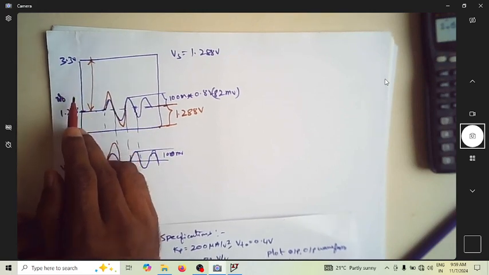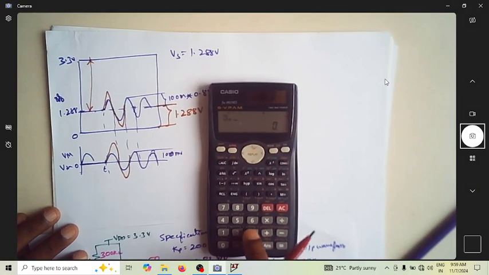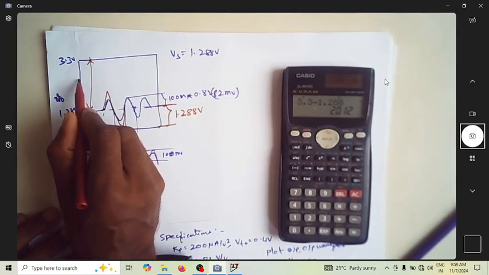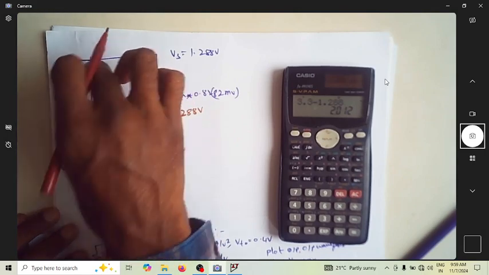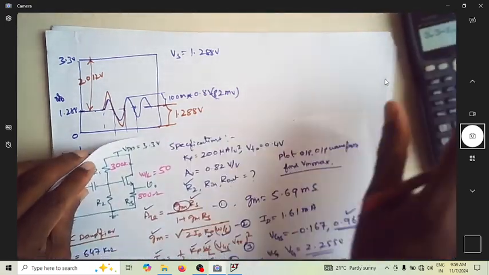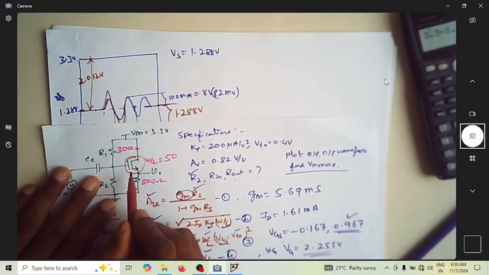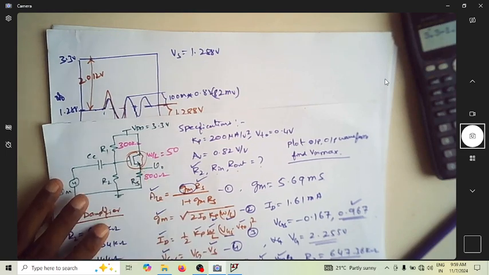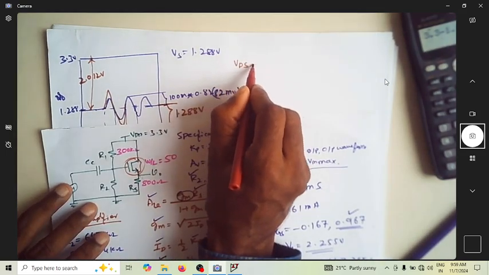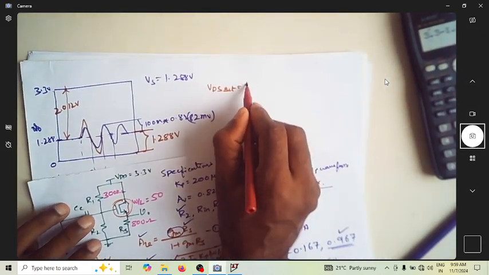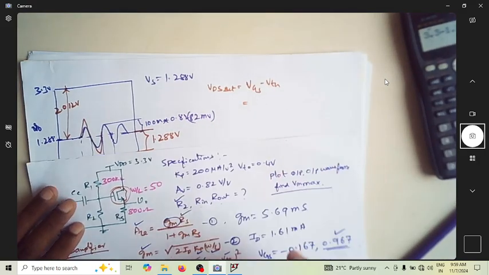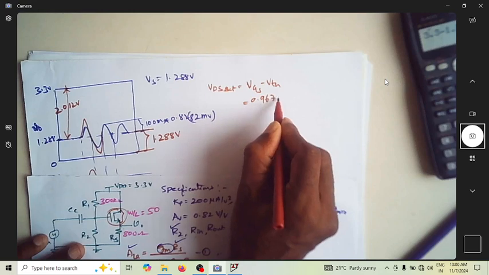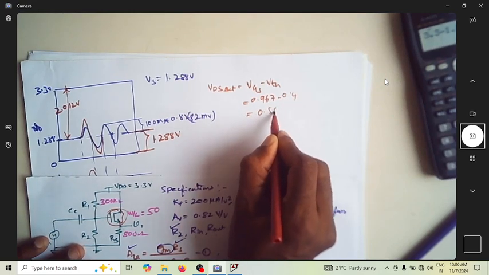So you actually have 3.3. From there it is 3.3 minus 1.288, so 2.012 volt is the space available here. But out of this, this MOSFET should also always remain in saturation. So how much is the VDS required to keep the MOSFET in saturation? Let us find VDS sat. It is nothing but VGS minus VTH. VGS was 0.967, minus 0.4, it is 0.567.